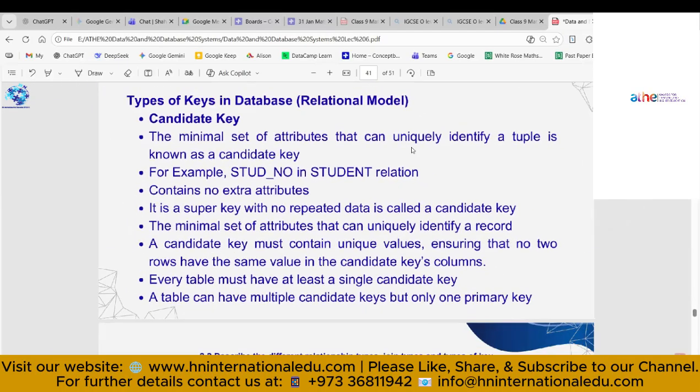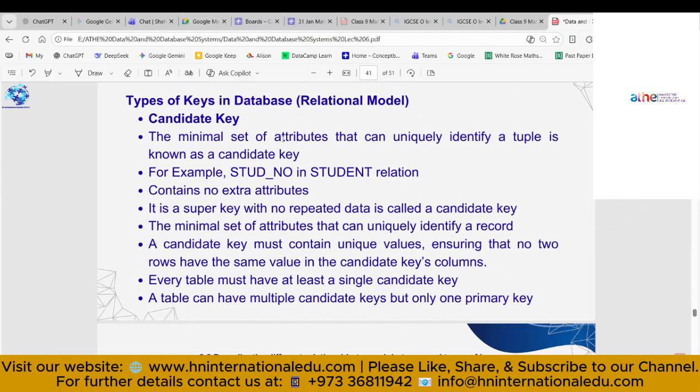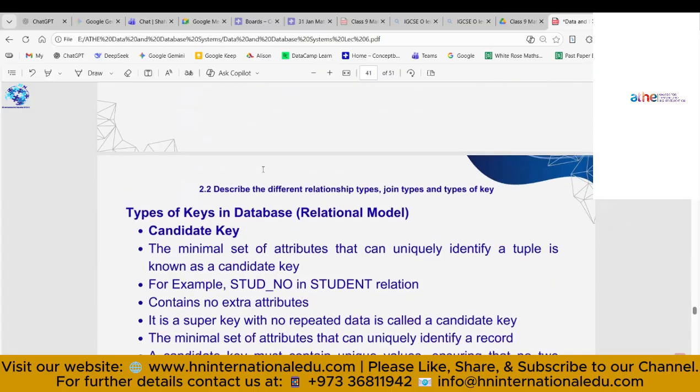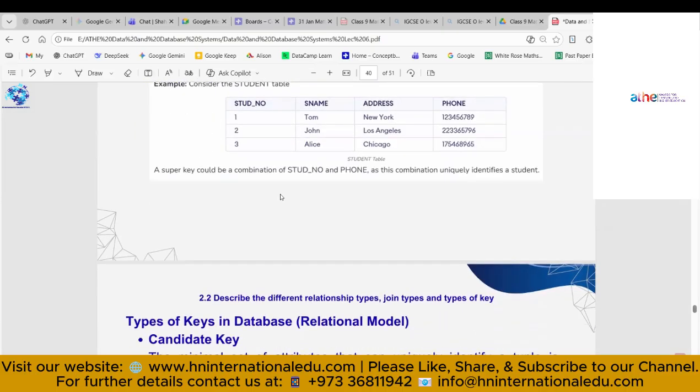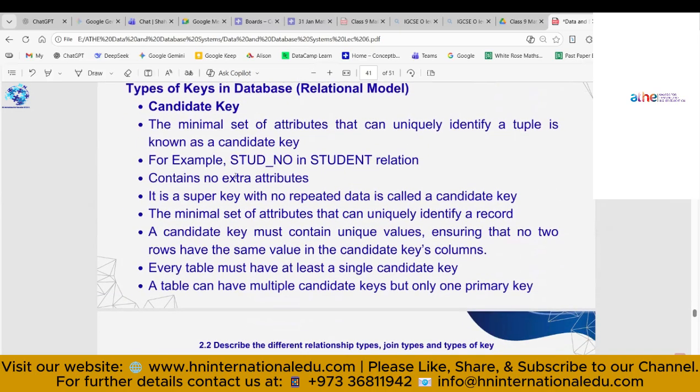Next is the candidate key. Candidate key is the minimal set of attributes that can uniquely identify a tuple or a record is known as candidate key. So for example, student number or student ID, it's a candidate key. It's also a primary key, but it can also act as a candidate key. It is also a candidate key basically. Okay? It contains no extra attributes. Okay, it doesn't contain any extra attributes.